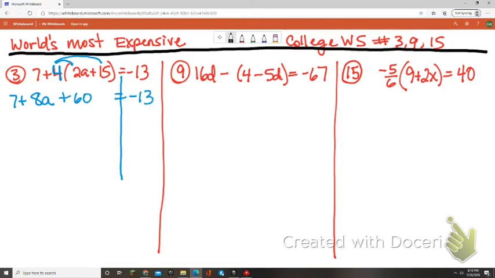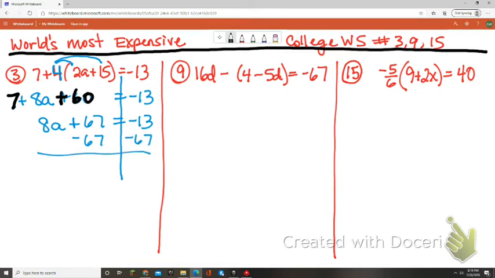There's multiple things that you can do right here, but if you guys can get used to combining like terms on one side of the equal sign, then your life will be easier as you get into high school and these problems get a lot harder. So we are going to combine the 7 and the 60, and we're going to make this 8a plus 67 equals negative 13, and now we're down to a 2-step equation. So I can subtract 67 from both sides. That cancels out, and I have 8a equals negative 80.